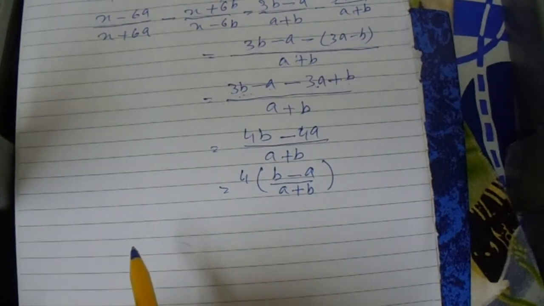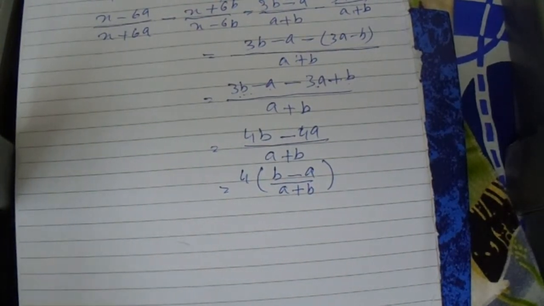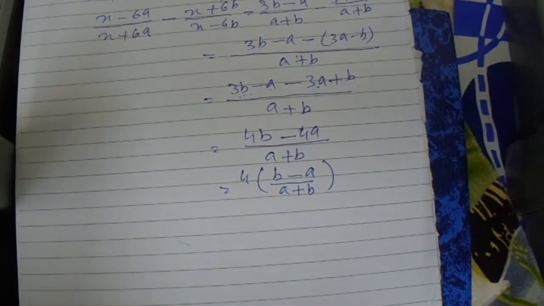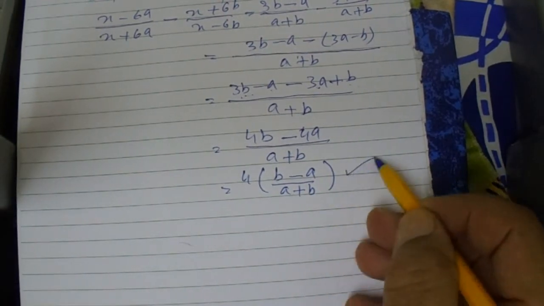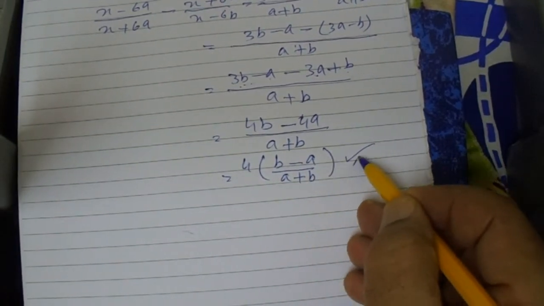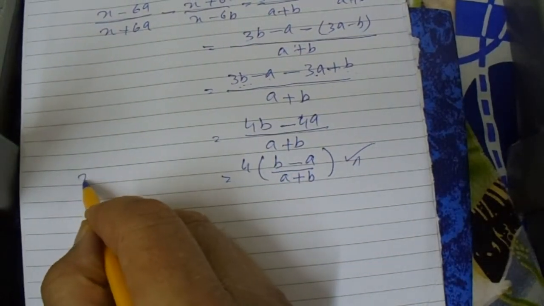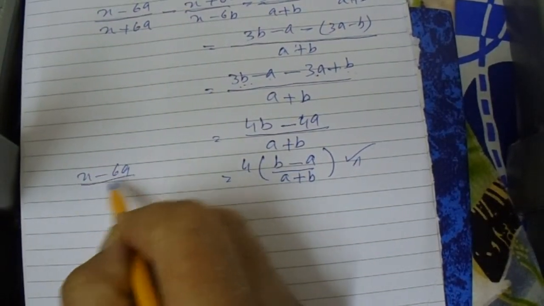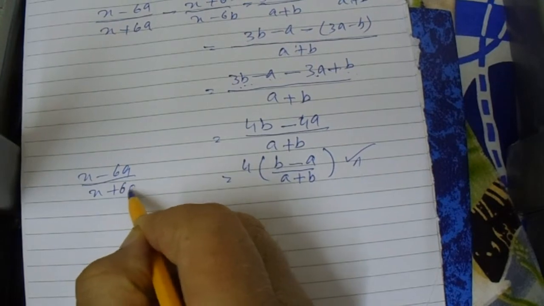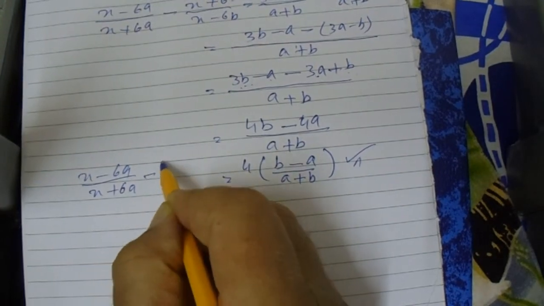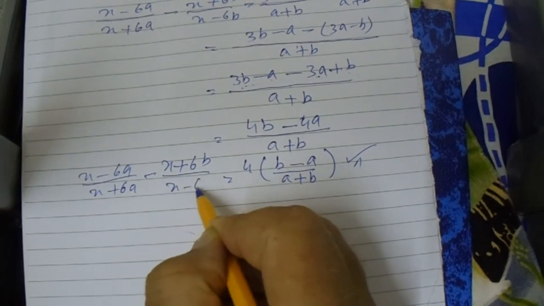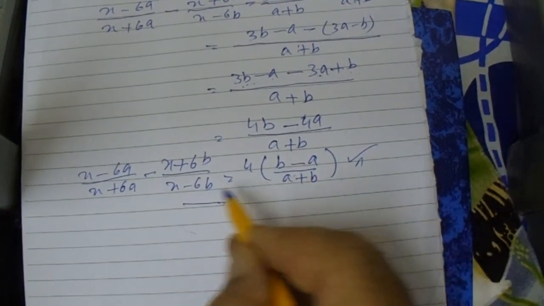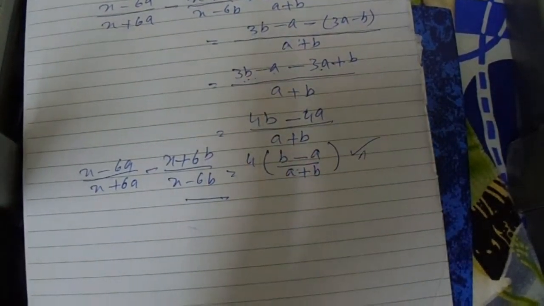This is our answer because we have to find 4b minus 4a over a plus. Now this is our result. This is the same. This is the answer. And now this is equal to x minus 6a over x plus 6a and minus x plus 6b over x minus 6b. Now this is the answer of this. We have to find the value of this.